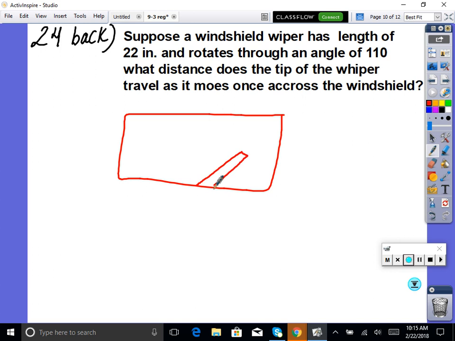A windshield wiper goes like this, back and forth, back and forth. It said that was 22 inches long. It said it rotates through an angle, so it's going to stop at some point and go backwards, right? Of 110. And then it's asking us how much distance does the tip of the wiper travel? So when we find one distance here, isn't that the length of the arc? The length of the arc.